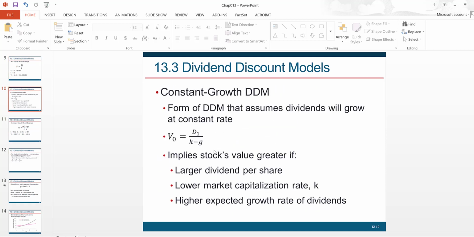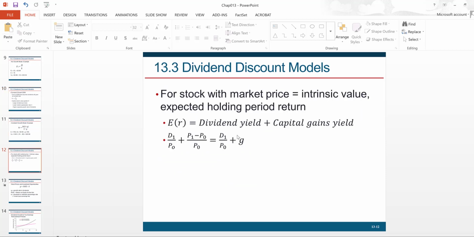So you have this equation. If you rearrange this, you will get basically this relationship: k equals D1 over P0 plus g. So this is just saying that we get what we expect from the dividend discount model. The dividend discount model tells us that our return from the stock is made up of two components, dividend yield and capital gains yield.